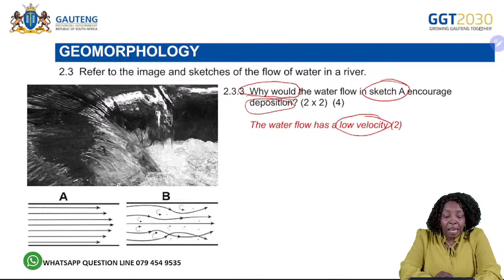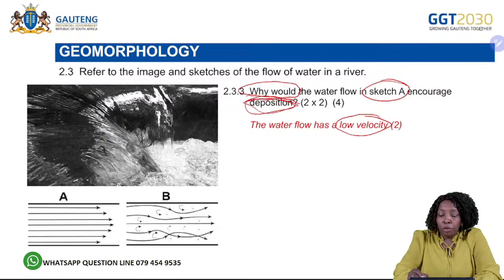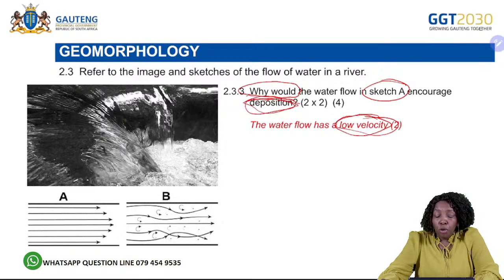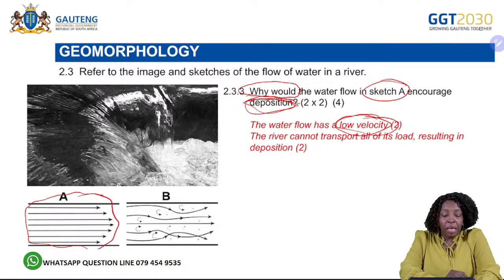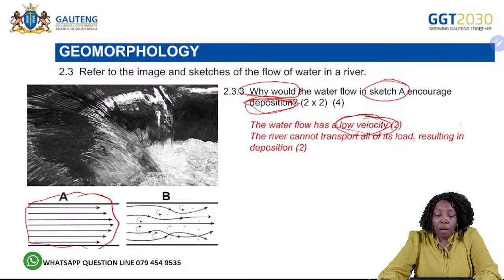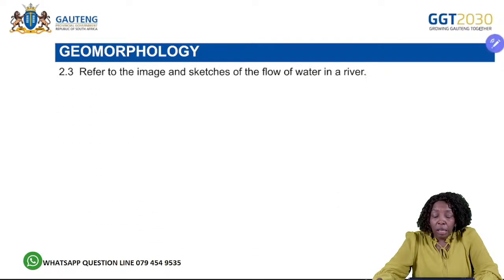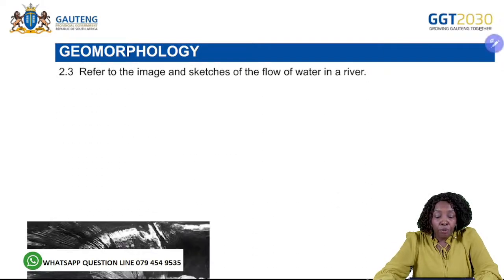So if water is carrying any sediments or rocks, then there would be deposition of such material because the water is flowing at a low velocity then. And then also, the river cannot transport all its load, which results in deposition. So the load becomes heavy for the river to carry here. And therefore, this river will start to deposit whatever that it is carrying. So that's how deposition will be formed by a laminar flow.